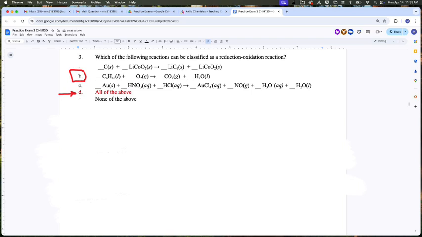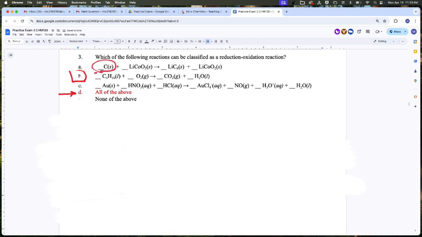Okay? But we picked B as our starting point because B was supposed to be our easier one. When we had the element all by itself, what was its oxidation state? 0. When we bond it to something else, what happens to its oxidation state? It's going to change.